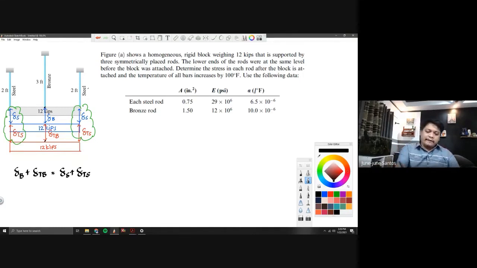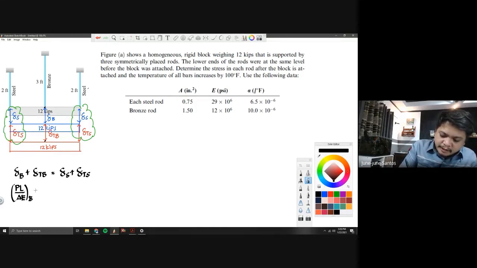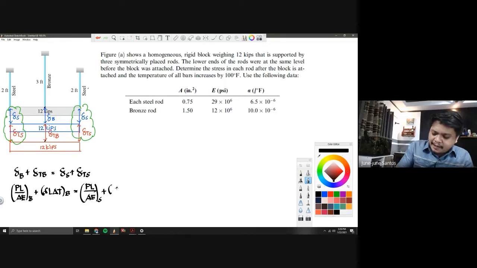Now, yung deformation ng bronze is due to the force na na-receive ng bronze. So, tatawagin ko siyang PB, no? So, P, L all over AE of the bronze. And this one is alpha L delta T of bronze. And this one is also PL all over AE of steel plus alpha L delta T of steel. Okay, so you have there the working equation.